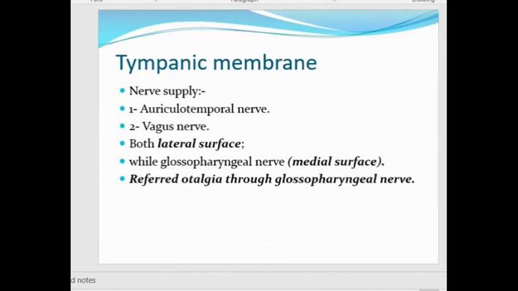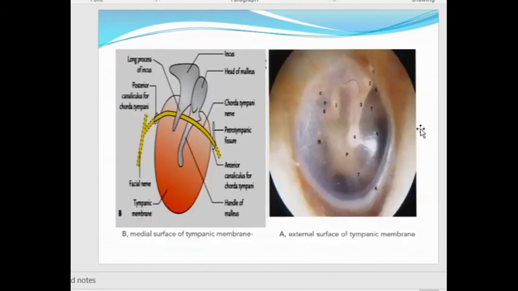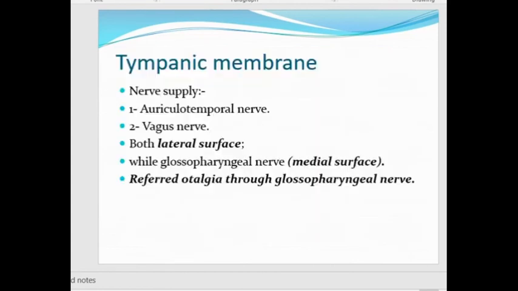The nerve supply of the tympanic membrane: its anterior part is the auriculotemporal nerve, which is a branch of the mandibular division. The posterior half of the tympanic membrane is from the vagus nerve. The medial surface of the tympanic membrane is supplied by the glossopharyngeal nerve, which is one cranial nerve.